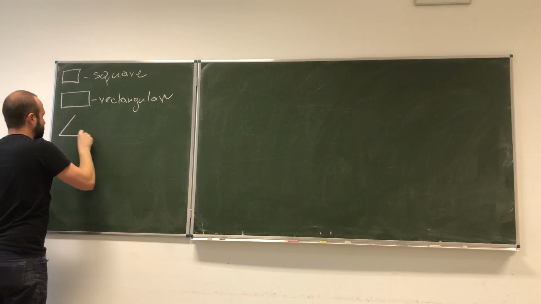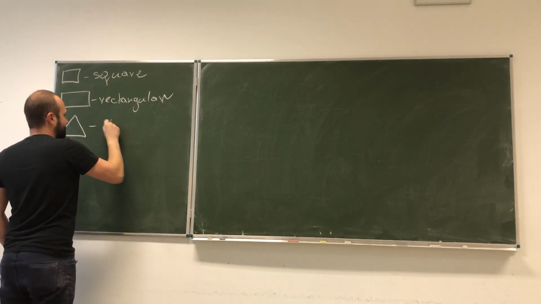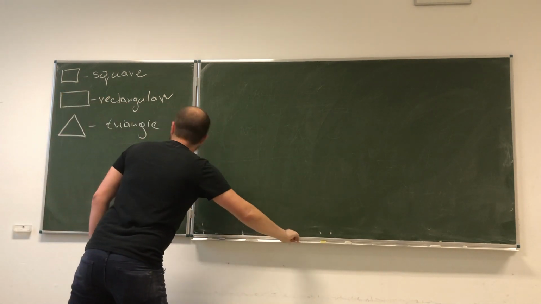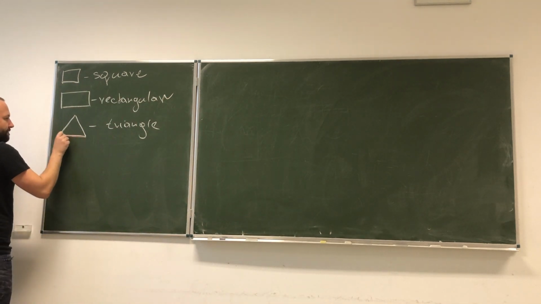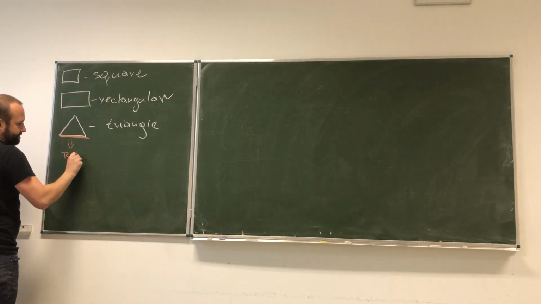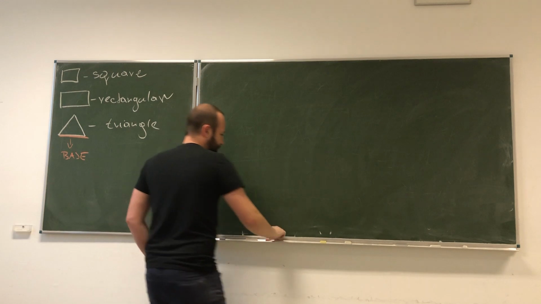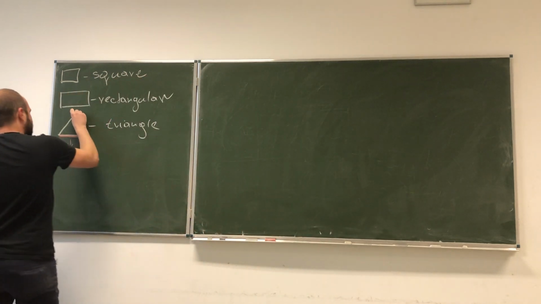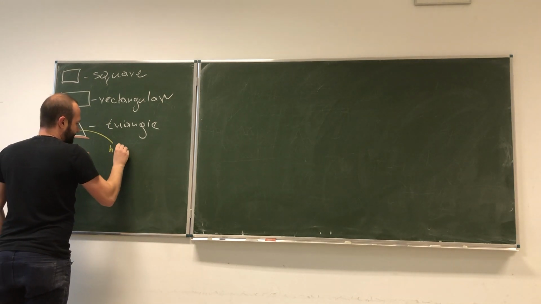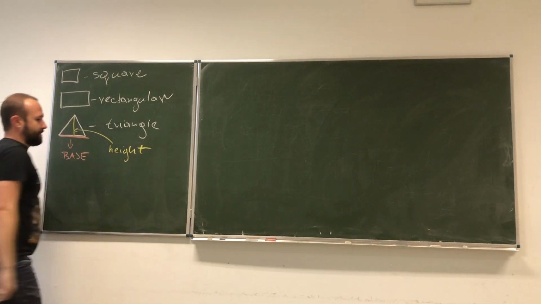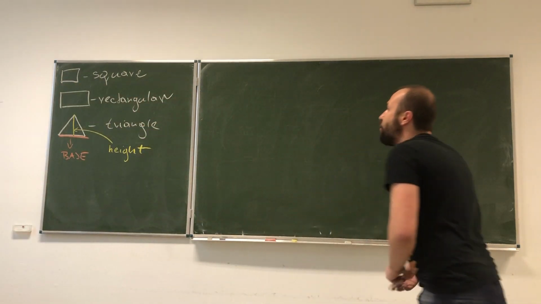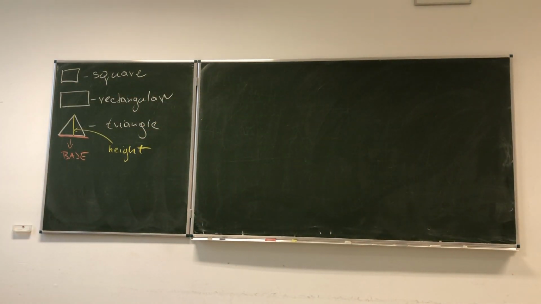A shape like this, we call a triangle. And this triangle has a base over here, and altitude, or simply height, over here. Okay. Now, let's go through all the basic operations.